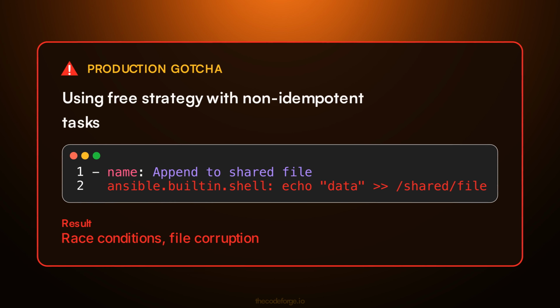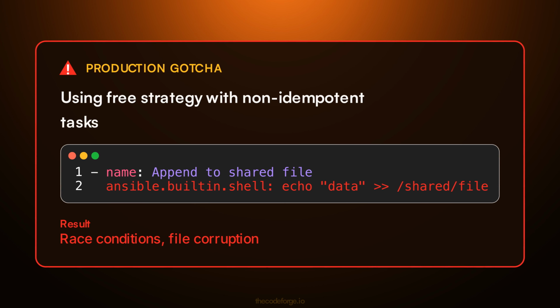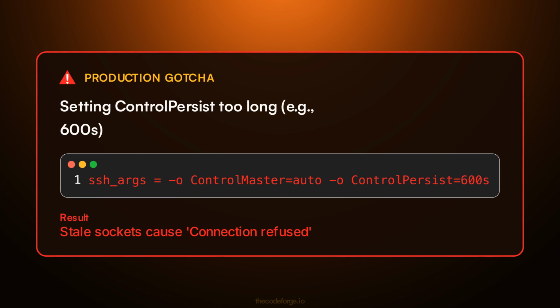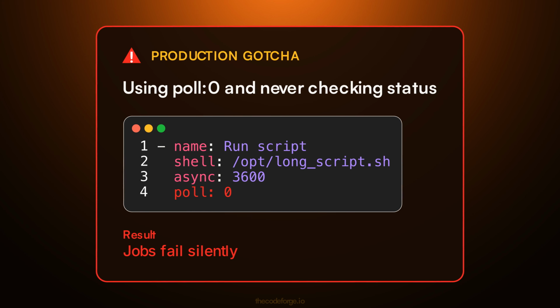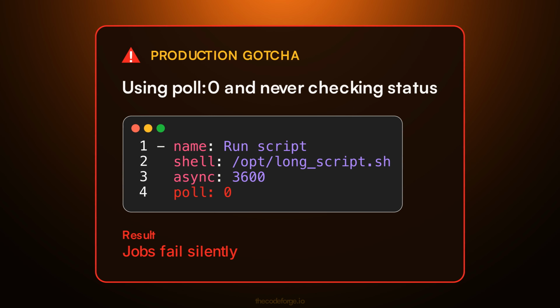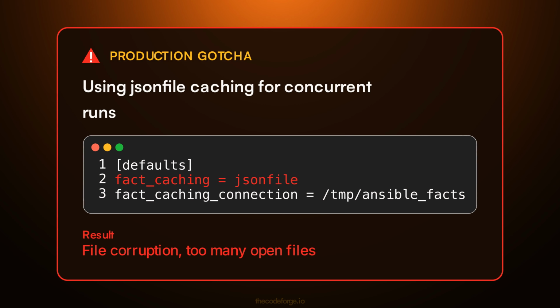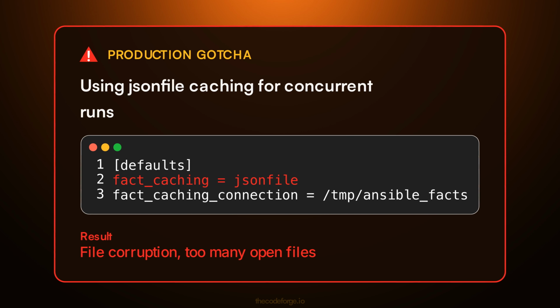Free strategy can cause concurrent writes to shared resources. Ensure tasks are idempotent, e.g., use lineinfile instead of shell append. Long ControlPersist values leave stale socket files if hosts reboot. Keep it short, like 60s, and clean up with ssh -O stop hostname if needed. If you fire and forget without checking status, failures go unnoticed. Always use async_status if the result matters, or use poll 5 to monitor. JSONfile caching can corrupt under concurrent playbook runs. Switch to Redis for production environments with multiple simultaneous executions.